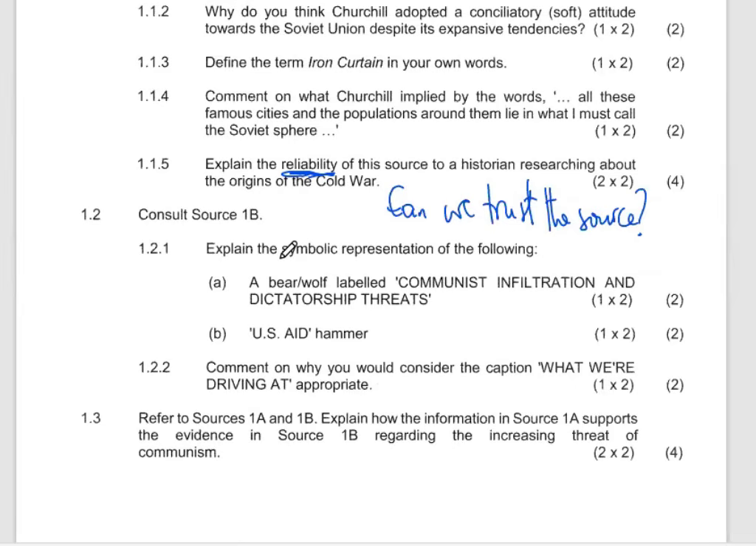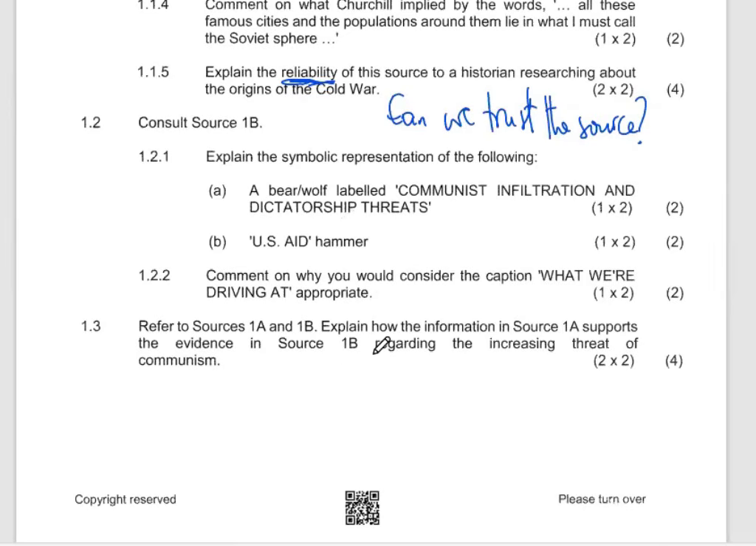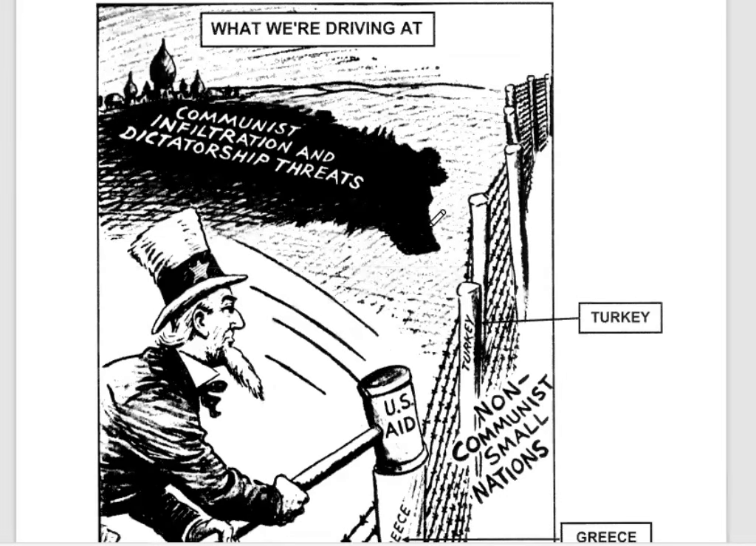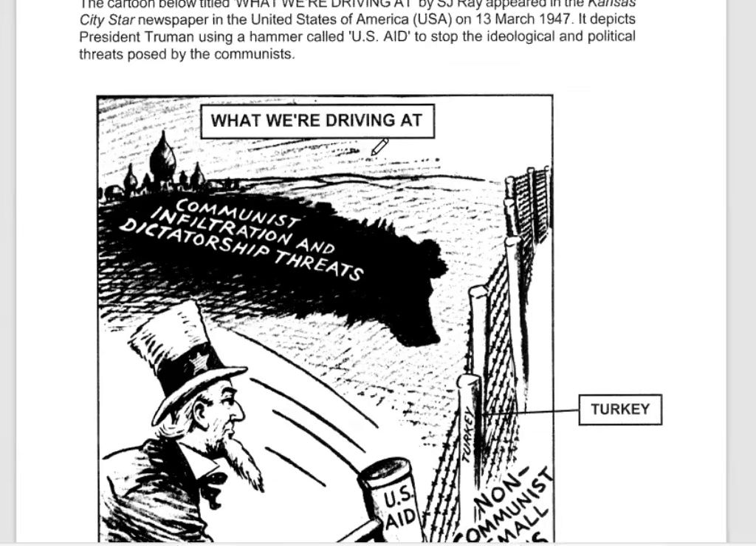We have the bear or the wolf, which is labeled communist infiltration and dictatorship threats, and we have the US aid hammer. Right, let's go to our addendum and look at the representation of those two. There's a wolf here, or it's either a bear or a wolf, which is advancing in that direction, and it's labeled communist infiltration and dictatorship threats.